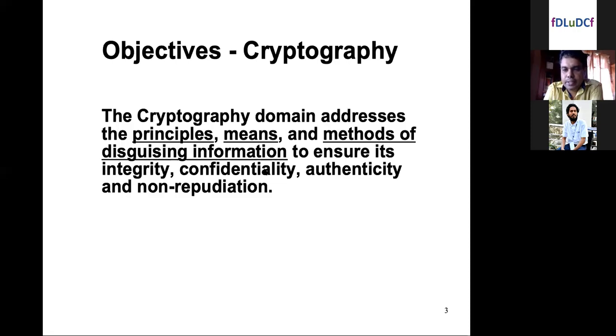Data integrity refers to unauthorized alteration. How do you detect unauthorized alteration? Confidentiality refers to how to stop unauthorized access to the information. Authenticity refers to how you authenticate people, that means how you know exactly who they are. And non-repudiation refers to collecting legally valid evidence so that people may not be able to repudiate their actions.